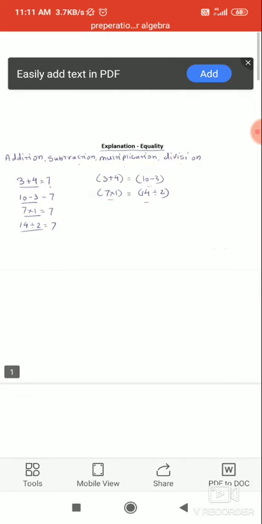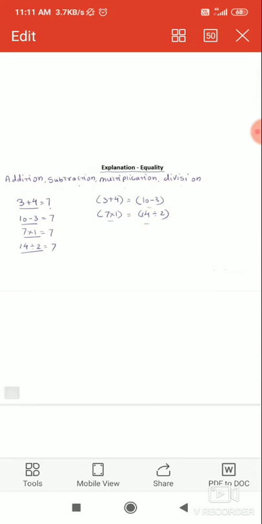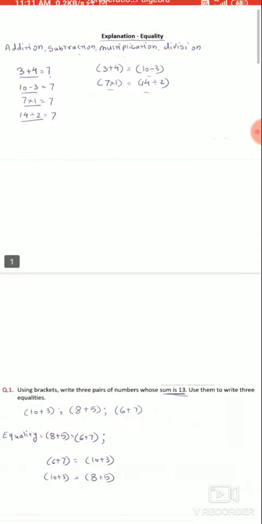Now addition, subtractions and multiplications and divisions. 3 plus 4 equals 7, 10 minus 3 equals 7, and 7 multiplied by 1 equals 7, and 14 divided by 2 equals 7. Like that we will solve this.